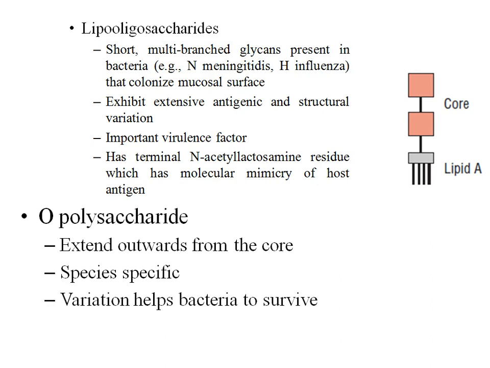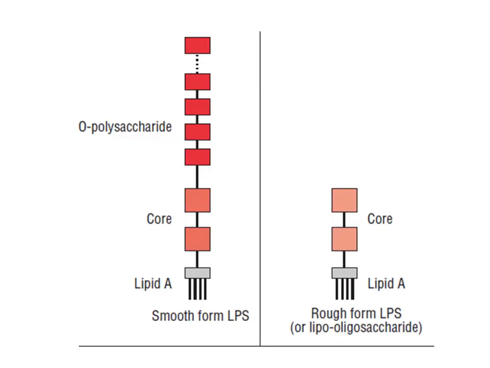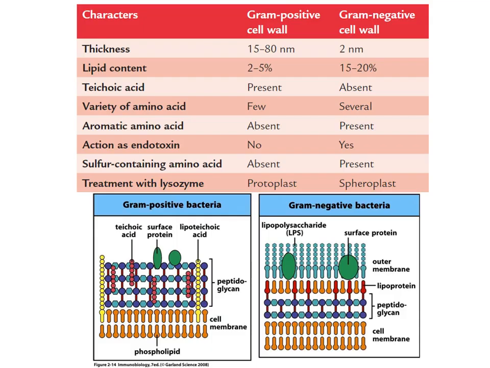The O polysaccharide extends from the core oligosaccharides, and there are species specific ones, and variation helps the bacteria to survive in the environment. If the bacteria does not have the O polysaccharide, it forms what is called the rough form of the colonies, and if it has the O polysaccharide, it forms the smooth form of the lipopolysaccharides.